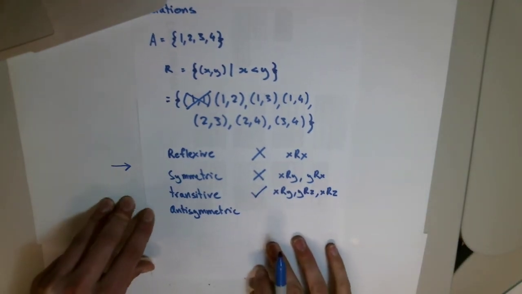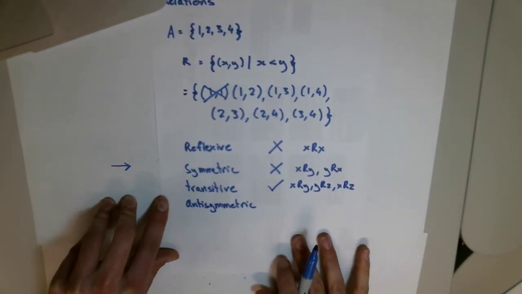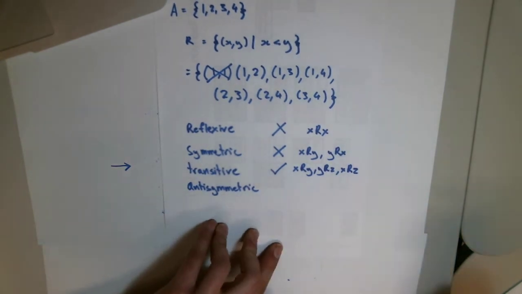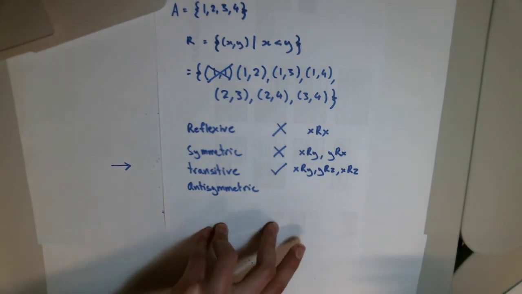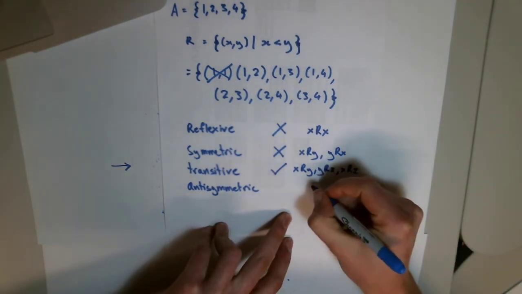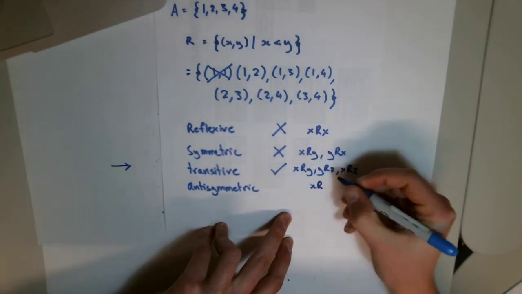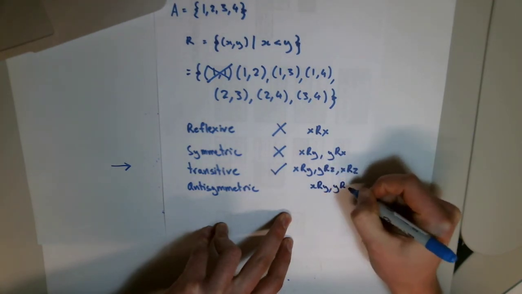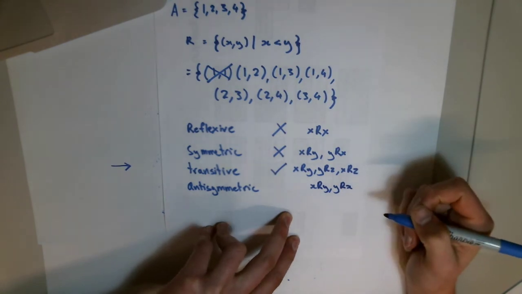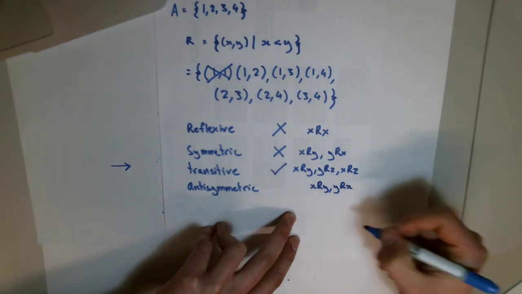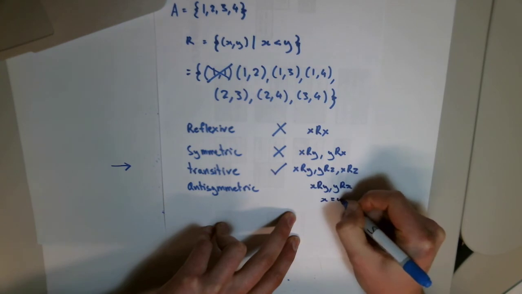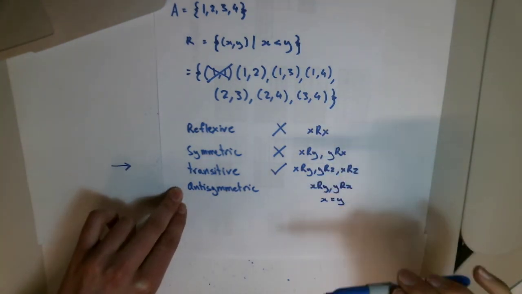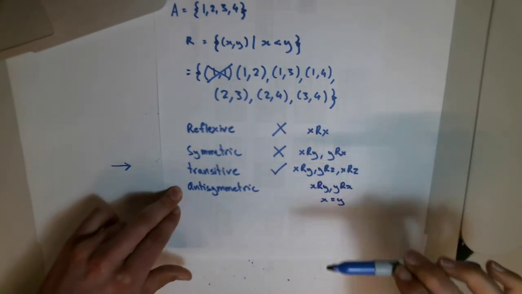Now the final one is, I think, the trickiest. It depends on how you think about these things. Antisymmetric. So a relation is antisymmetric if for all the mappings of x to y and y back to x, it also states that x equals y. Now, a couple of points here. Antisymmetric does not mean not symmetric. They are two different things.